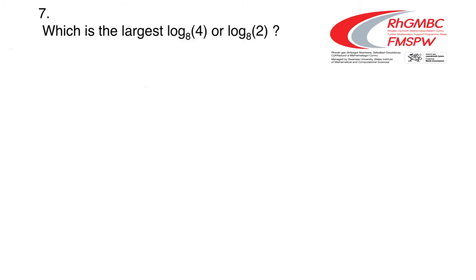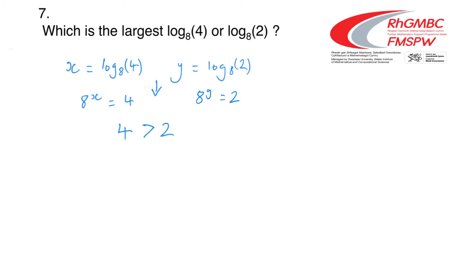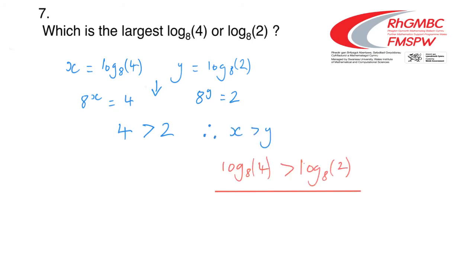In this question, for convenience, we will let the two given logarithms be denoted by x and y respectively. Expressing these in terms of indices rather than logarithms gives us that a to the x equals 4 and a to the y is equal to 2. It is clear that 4 is greater than 2, and so we can deduce that x must be greater than y. And so in this case we deduce that log of 4 must be greater than log of 2.